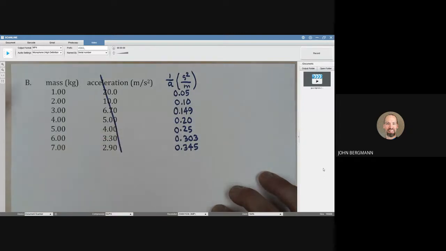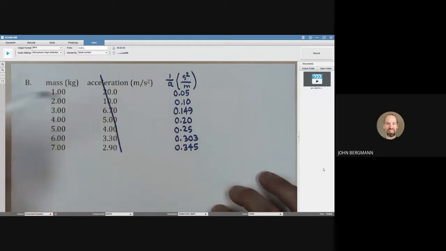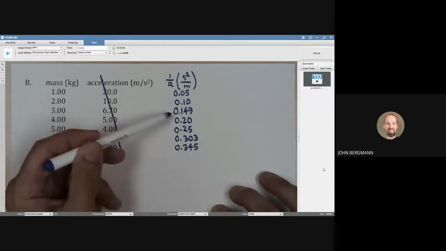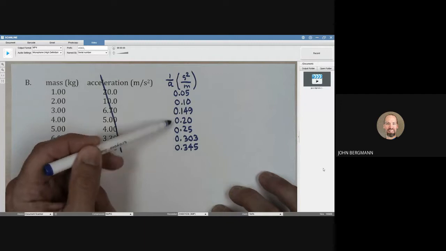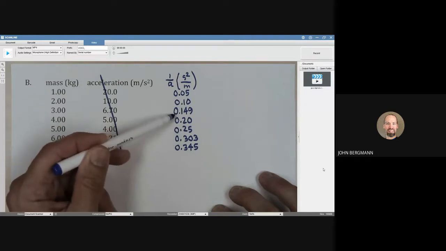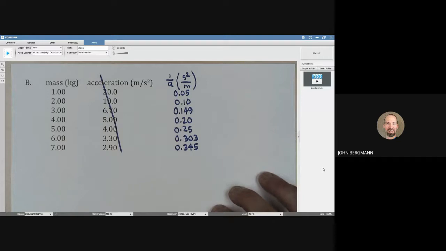Let's check another one. How about 2 to 4? That's a doubling. And here, 0.1 to 0.2. Oh, that's a doubling. All right, one more if you want to really cover your bases. How about 3 to 6 is a doubling, and 0.149 to 0.303, that's a doubling, isn't it? Because this is about 0.15, and that's about 0.3, and that's a doubling. All right, so far so good.